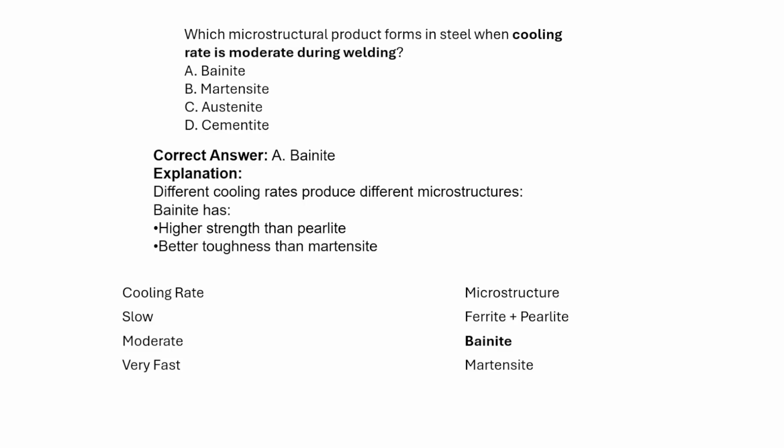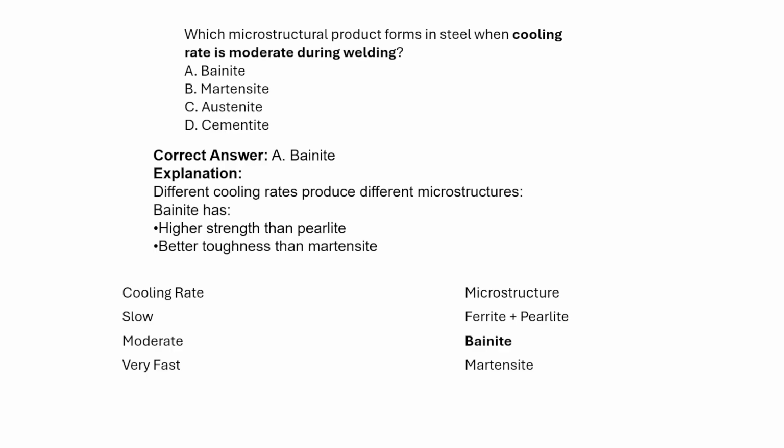Which microstructure is a product of formation of the steel when cooling rate is moderate during the welding? If the cooling rate is too fast, it will be martensitic formation. If it is moderate, it will be bainitic formation. If it is slow cooling, it is ferrite plus pearlite formation. So the answer will be bainitic formation.